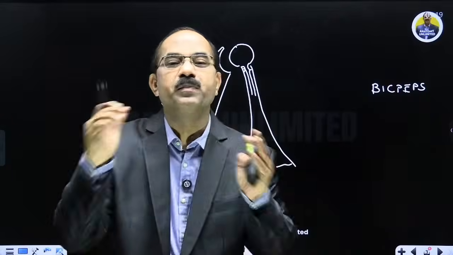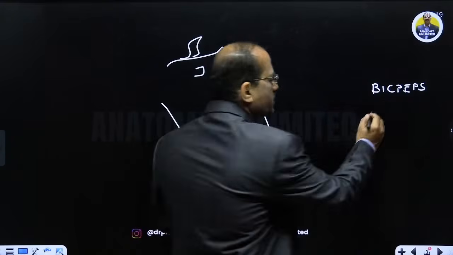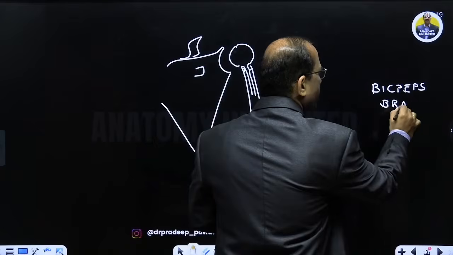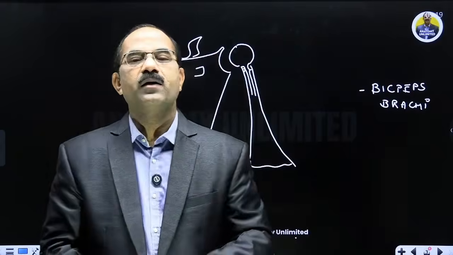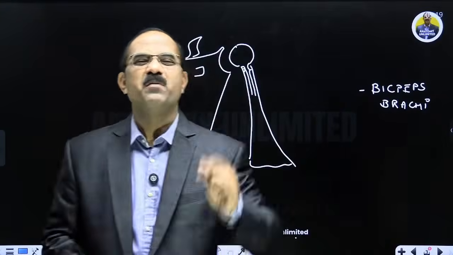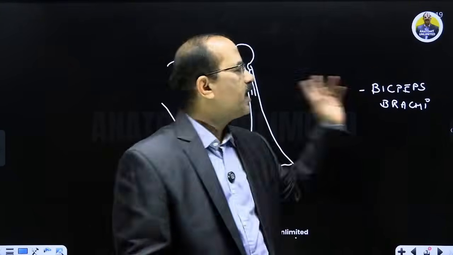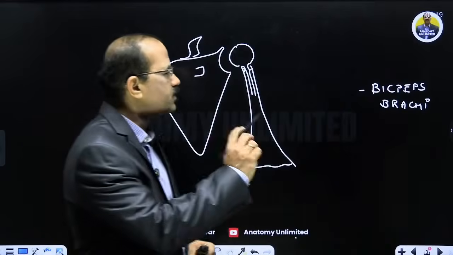अब this is in the arm. Arm is known as the brachium. Arm का दूसरा नाम है brachium. So this muscle is what we call as biceps brachii. Okay, biceps brachii. So the first muscle is biceps brachii. Similarly, we have a muscle in lower limb, biceps femoris. तो ये है biceps brachii. ठीक है? That's the first muscle.